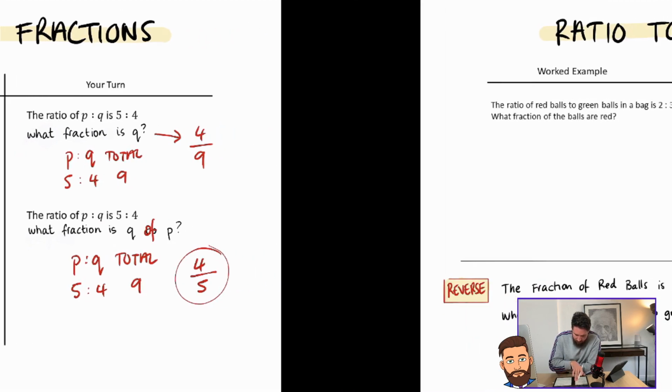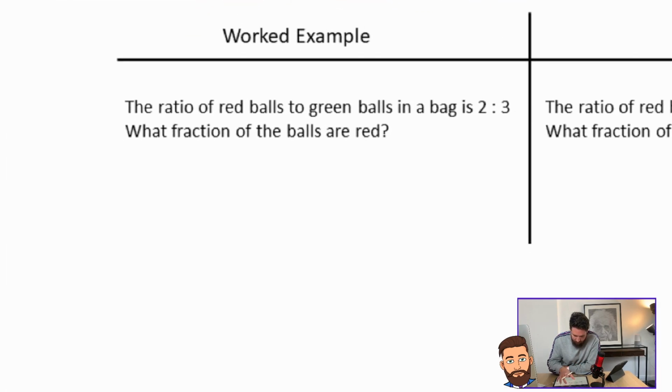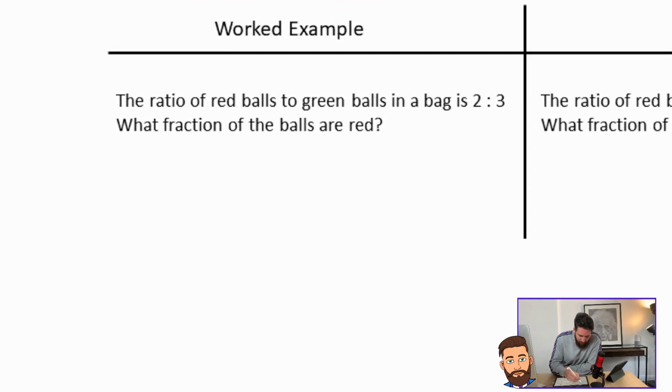So we can take this into a more worded example. So again, we're looking at ratios to fractions. If we focus on the worked example here, there's just a little bit more context to the question. The ratio of red balls to green balls in a bag is 2:3. What fraction of the balls are red?